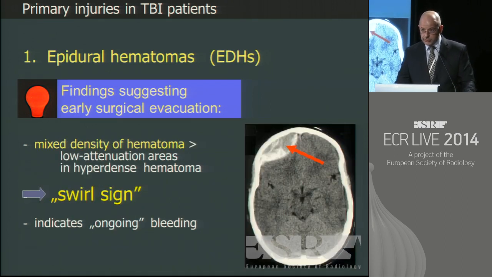Also, a very dangerous sign is what we call the swirl sign. You see that inside of the hematoma, you have a large area of hyperdense blood. It doesn't mean that the hematoma is old. It indicates that it's an ongoing hemorrhage. What does it mean? That during the examination, the hematoma is still getting larger. And this is the classical finding that requires immediate neurosurgery.